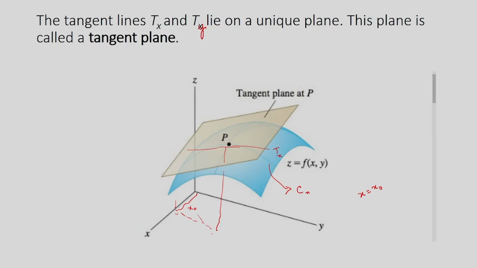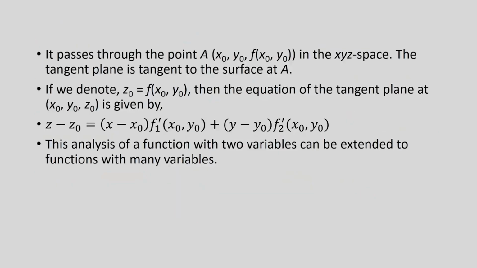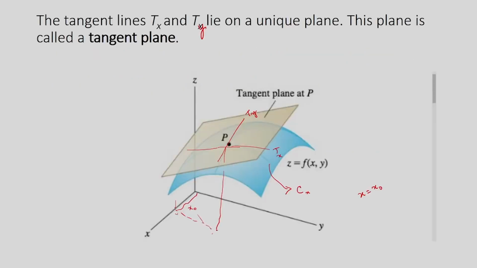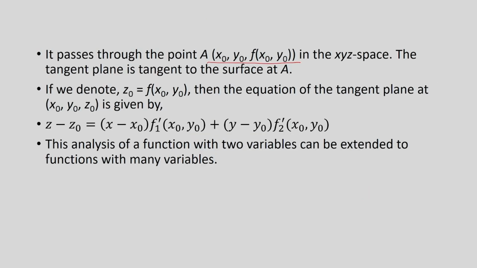Now, these two tangent lines T_x and T_y lie on a unique plane. This plane is called the tangent plane. So, this is T_x and similarly here is T_y. Both of them lie on a particular plane, and that plane is called the tangent plane. So, this is visually shown here. This plane that you are looking at is the tangent plane at a particular point. That particular point is P. So, this tangent plane passes through the point A, (x0, y0, f(x0, y0)) in the xyz space that we have seen, right. It passes through this point P, which we are calling A in our text.